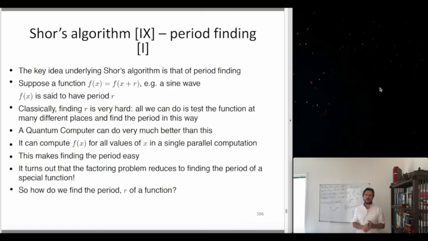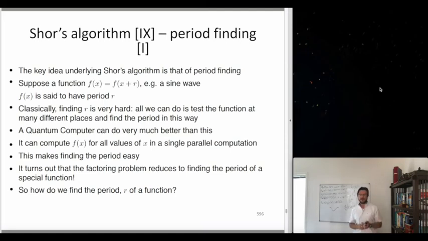And the key idea, as I said before, that underlies Shor's algorithm is that of period finding. Suppose we're given a function f of x equals f of x plus r, for example a sine wave, and it is said to have a period r. Classically, finding this period r is very hard. All we can do is test the function at many different places and find the period in this way. And a quantum computer can do a lot better than that, which makes period finding a lot easier.